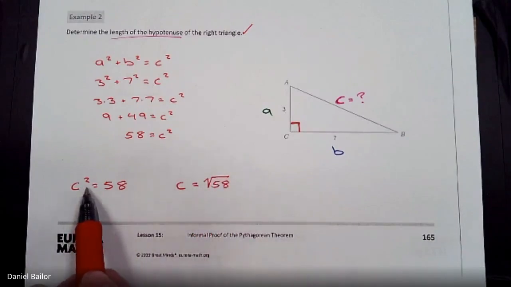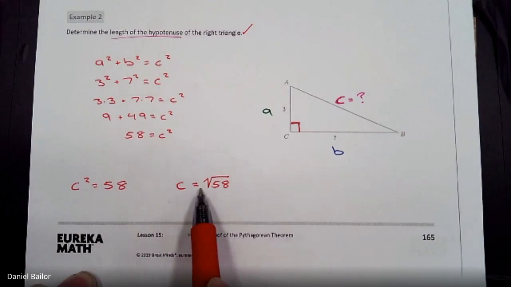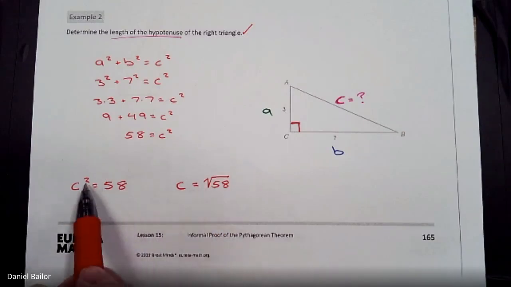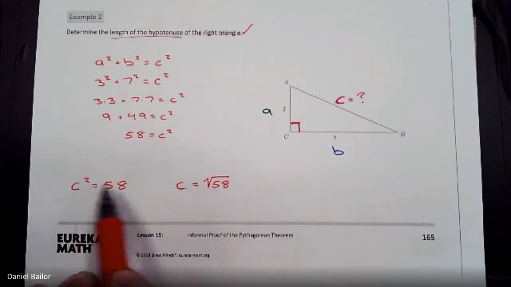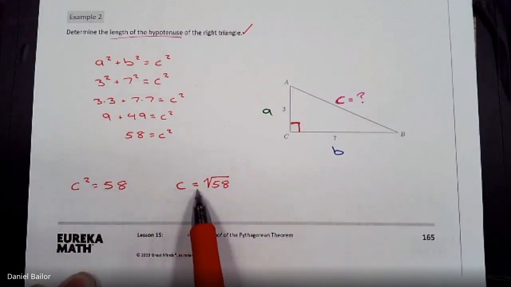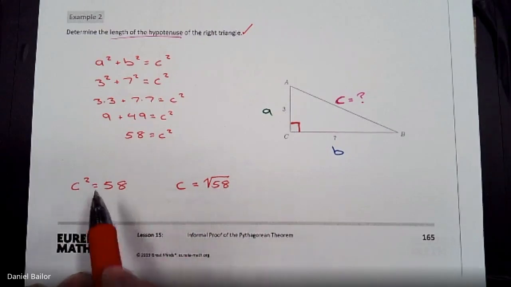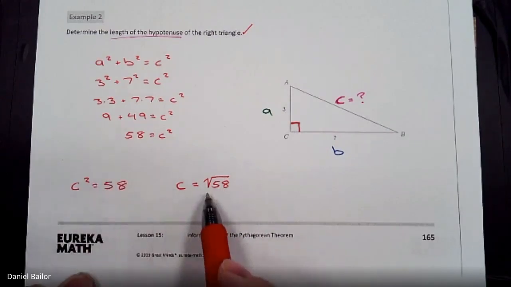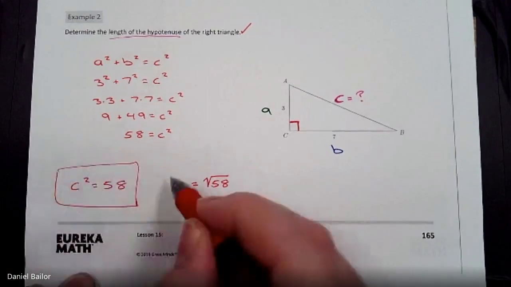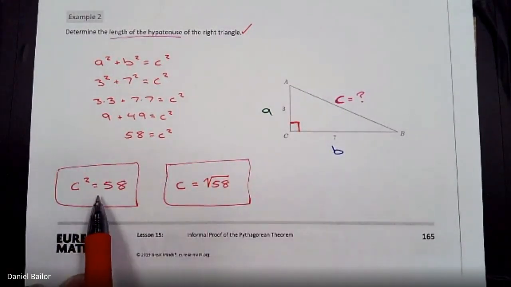So if c squared is 58, then c by itself equals the square root, like squared, square root. So c squared is 58. C by itself is the square root of 58. So you can do this answer or you can do this answer. Both of them are correct. I'm okay if you do this one for this lesson. But if you want to get fancy, you can do both.